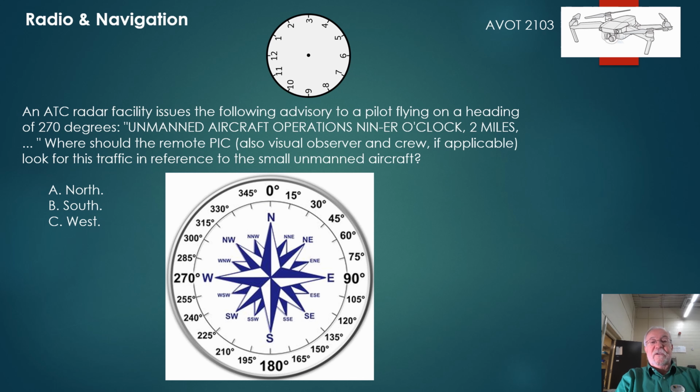ATC radar facility issues the following advice to a pilot heading 270, so he's heading this way, right? Notice that 12 o'clock is where the nose of his airplane is pointed. That's the way he's going. Manned aircraft operation 9 o'clock, 2 miles. Which way does he look? He looks that way, so he looks to his left. Where should the remote pilot, observer, and crew look for the traffic and reference? So you're down here somewhere. So you need to look to the north. Okay, perhaps you're getting it. I hope so.